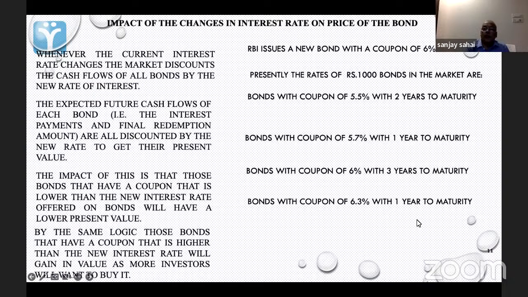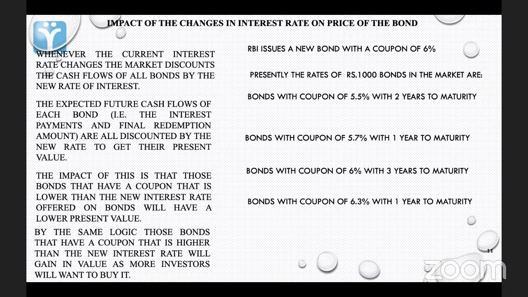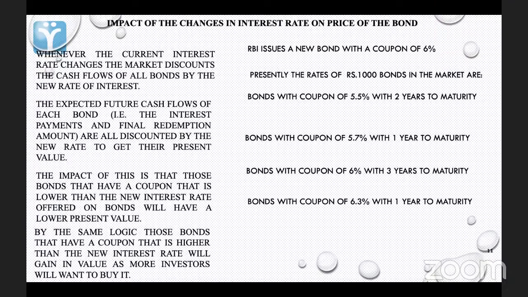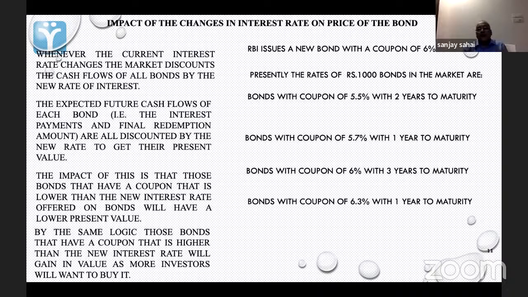Bonds with coupon of 6.3. Now, this is a bond which was issued some time back where the coupon was actually higher. It was 6.3. And now it is 6. Now, this bond, if you just look at it logically, this bond is the most attractive bond because the next best bond is coming at 6%. This bond, anybody buys it, he is going to get 6.3%. So what will happen with this bond? Chances are, not the chances, what will happen is that the price of the bond will go up.